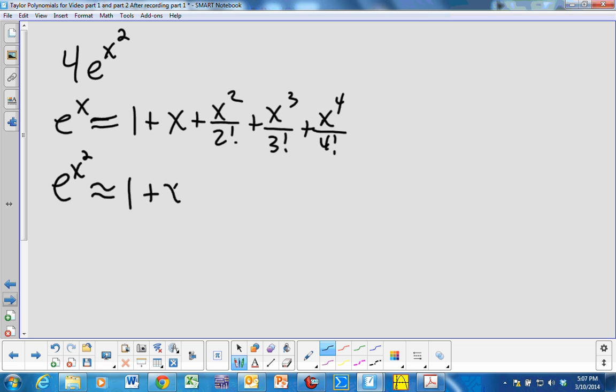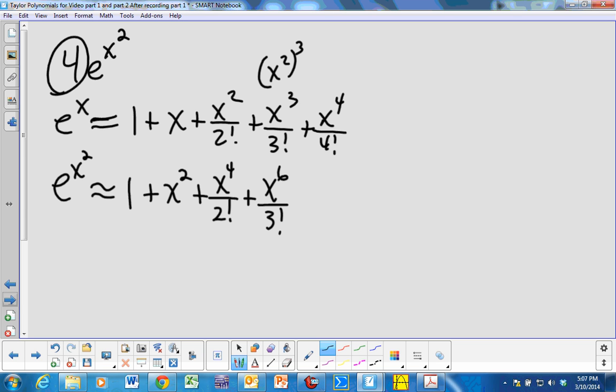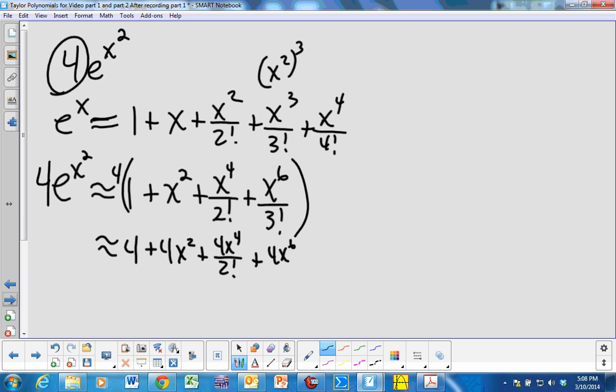So we'll have 1 plus, and instead of x, you'll have x squared. And here you'll have x squared squared, so that's x to the 4th. And then you'll have x squared to the 3rd, which would be x to the 6th over 3 factorial, and there's your first 4 non-zero terms. But it was 4 times that. Well, guess what? Put a 4 here. All you have to do is put a 4 there, and there you go. So technically, we would put 4 plus 4x squared plus 4x to the 4th over 2 factorial plus 4x to the 6th over 3 factorial, and there you go.